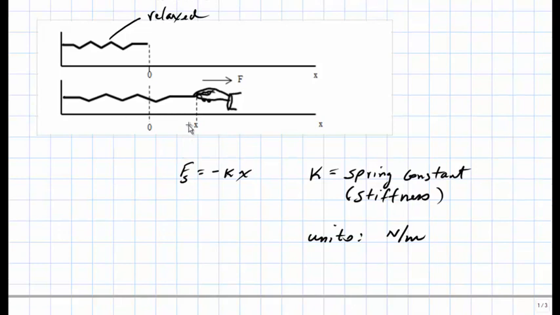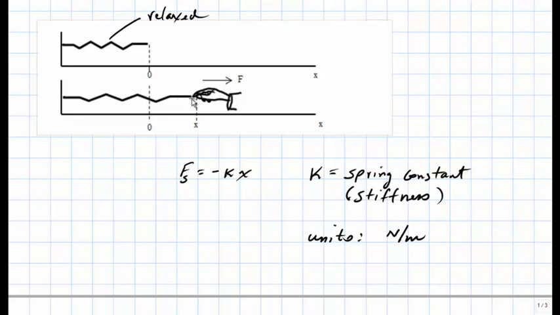Let's now discuss the significance of the negative sign in front of kx. The negative sign is there to remind us that when we apply a force towards the right, the spring in this case will react by applying a reaction force that's directed towards the left. And so when x is positive, as is the case in this diagram, the force that the spring will apply will be negative because the spring will pull us back towards the left.